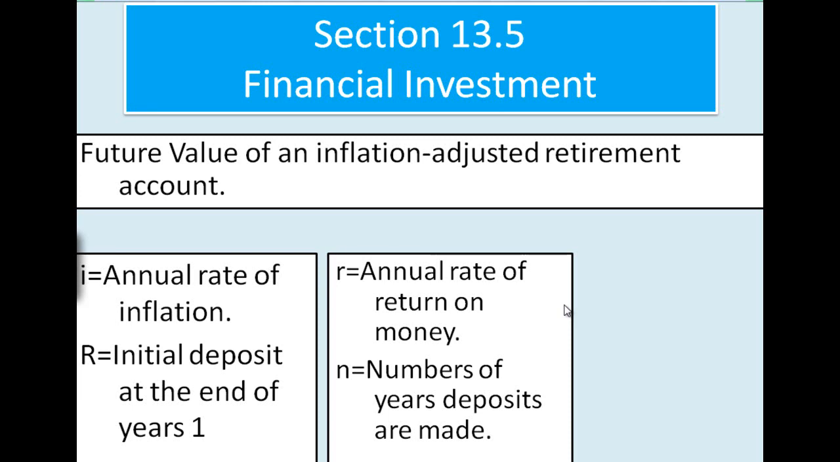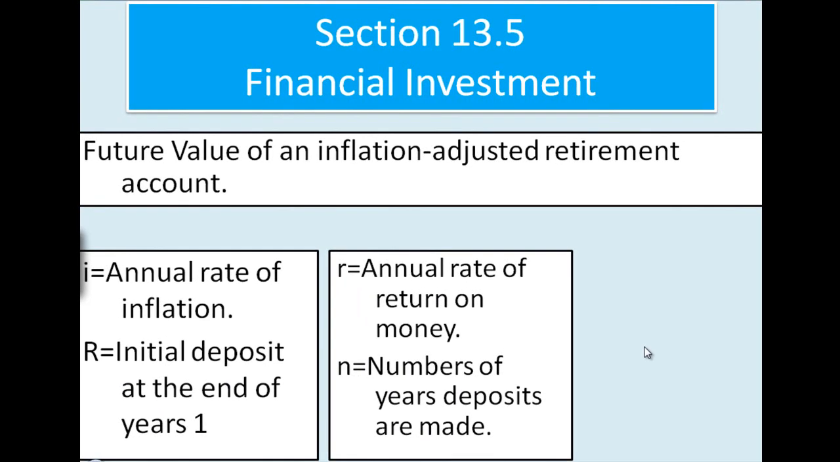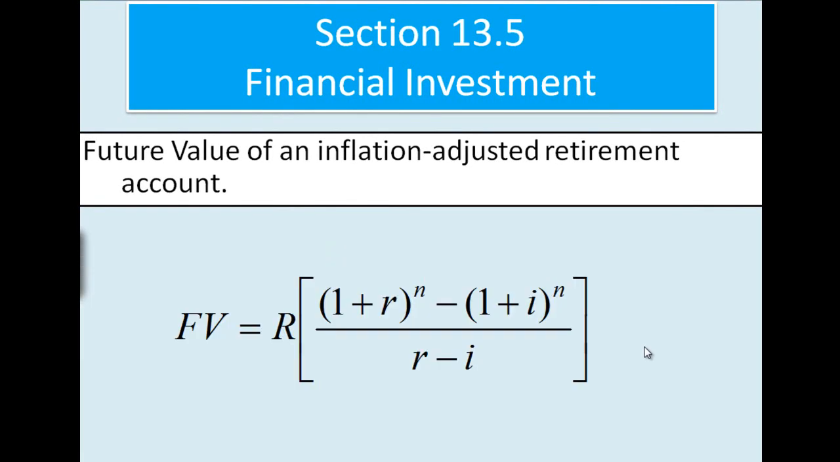So what is the formula? The annual rate of inflation is represented by I. R is the initial deposit at the end of the year, which at the beginning is constant but little by little increasing, and the annual rate of return of money is APR, and N represents the number of deposits made. And this is the formula.